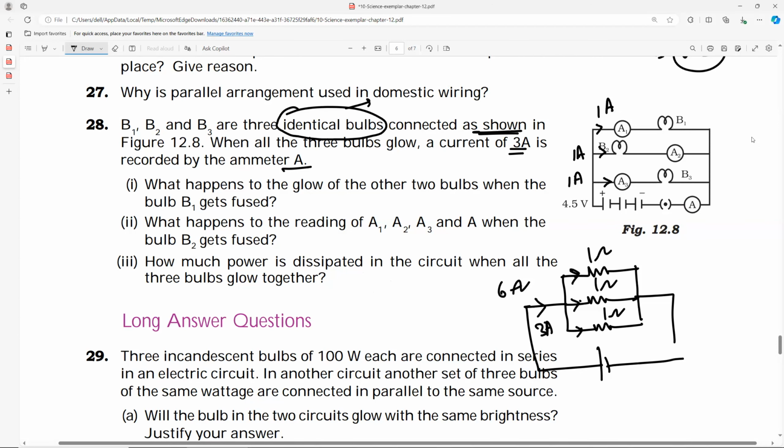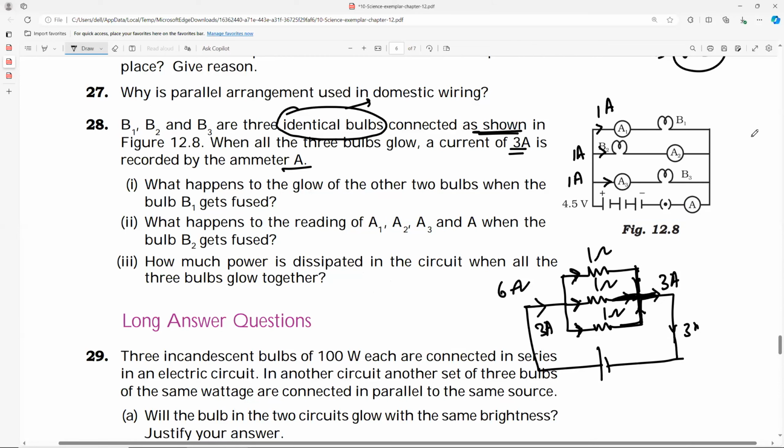Then the total currents will again be added here. All 3 ampere current will be added here again. So 1 ampere will come through this part, 1 ampere through this part, and 1 ampere through this part, and again they will compute 3 ampere current. So it is asking what happens to the glow of the bulbs when the B1 bulb gets fused? Tell me. If the B1 bulb gets fused, then what is going to happen?